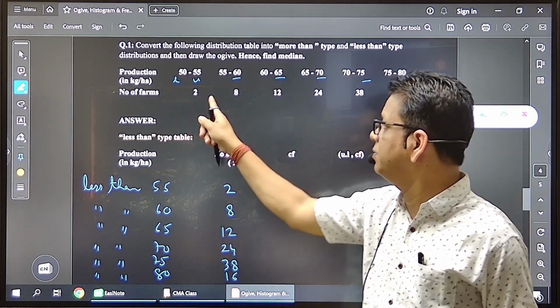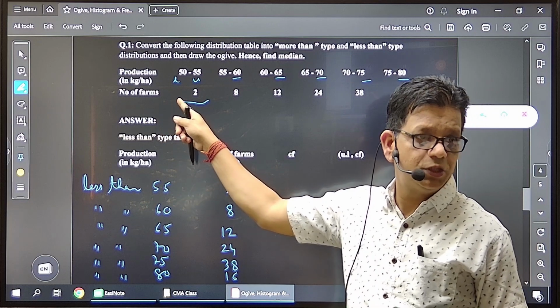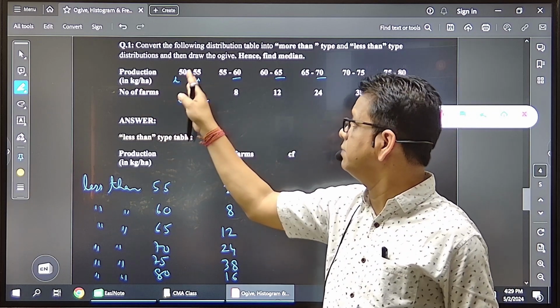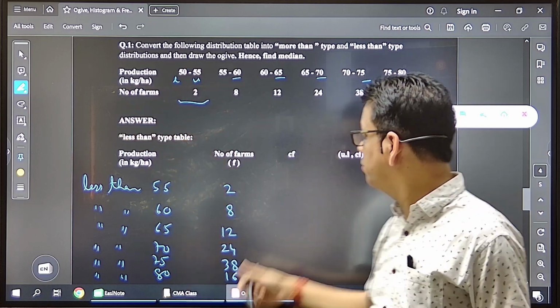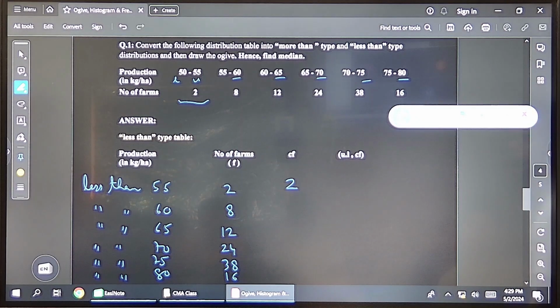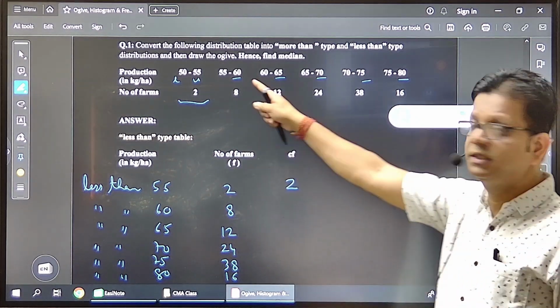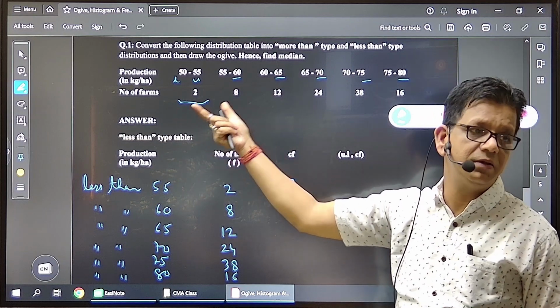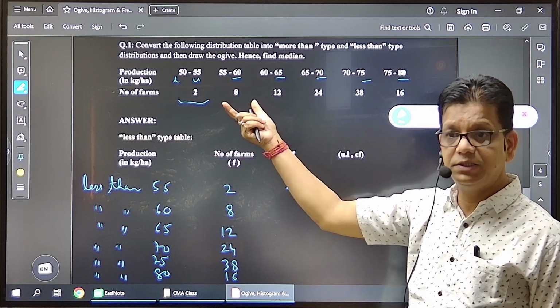So less than 55 will be this. These 2 farms have production less than 55 kg. So when you write this less than, it is directly this. Now, how many farms have production less than 60? Those who are less than 55, they will also get included in less than 60 kg.